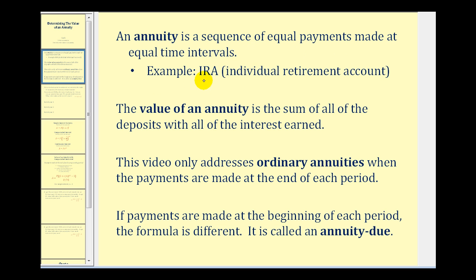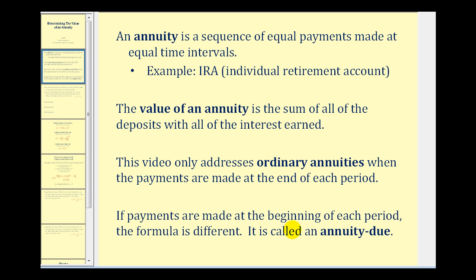For example, an IRA or individual retirement account is an account where you may make deposits on a monthly basis in order to accumulate enough money to retire on. The value of an annuity is the sum of all of the deposits with all the interest earned. Now, this video will only address ordinary annuities when the payments are made at the end of each period.